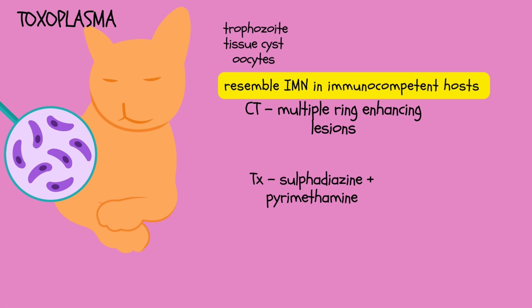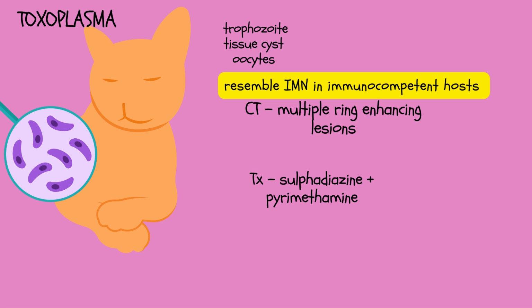Now coming to toxoplasma. Toxoplasma is important because it causes toxoplasmosis in immunocompromised individuals. In immunocompetent individuals, they resemble a picture like infectious mononucleosis or glandular fever. There is lymphadenopathy, fever, and things like that, and it is a self-limiting infection in the immunocompetent host. But in the immunocompromised host, they can cause toxoplasmosis. The CT picture is very classical: multiple ring enhancing lesions. So the diagnosis is toxoplasmosis, and the treatment of choice is sulfadiazine plus pyrimethamine.